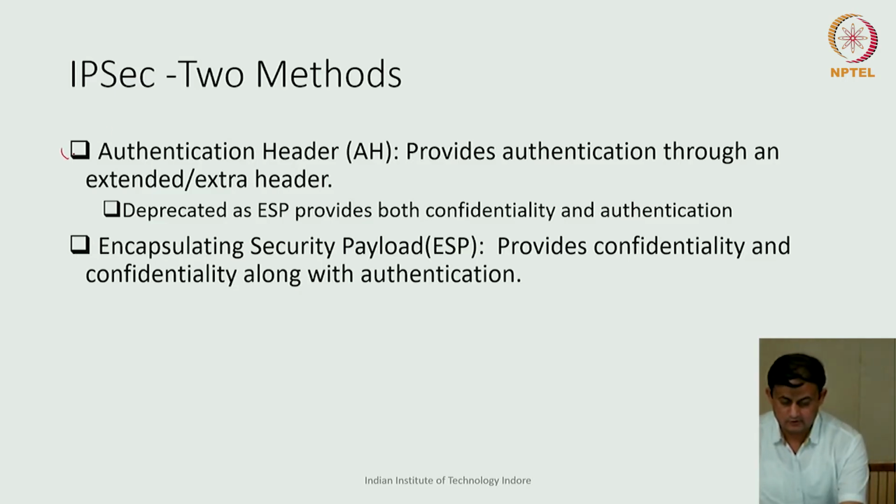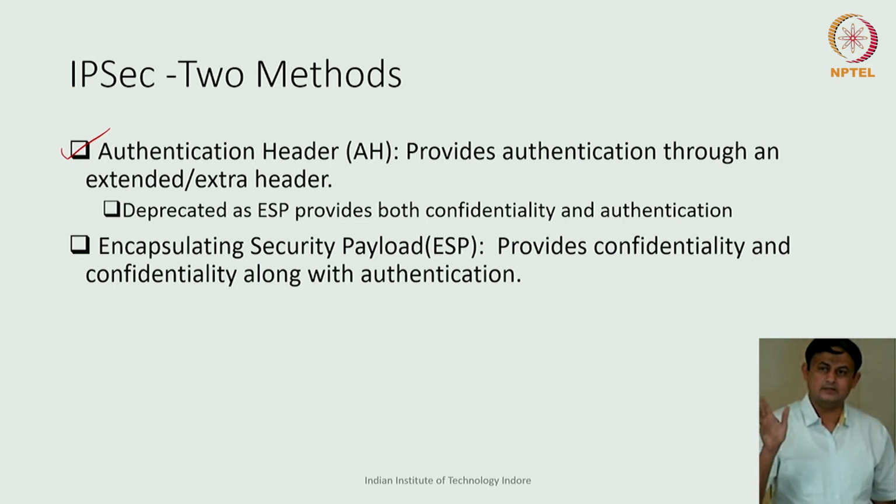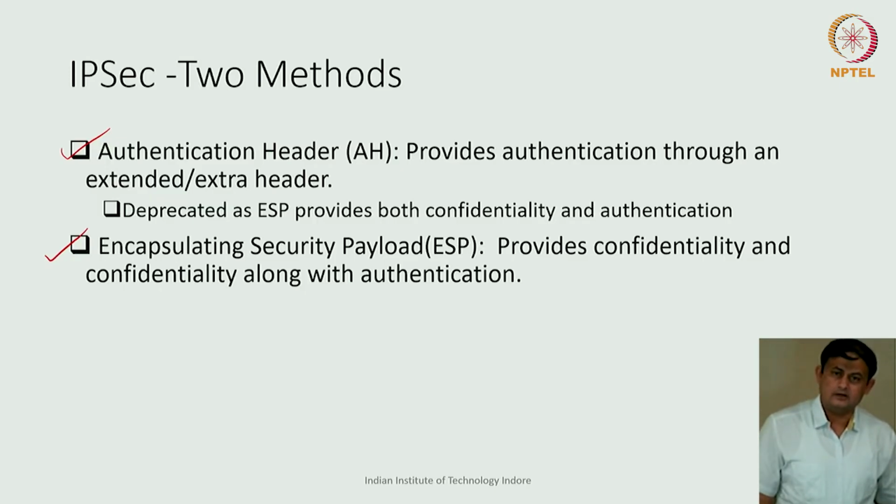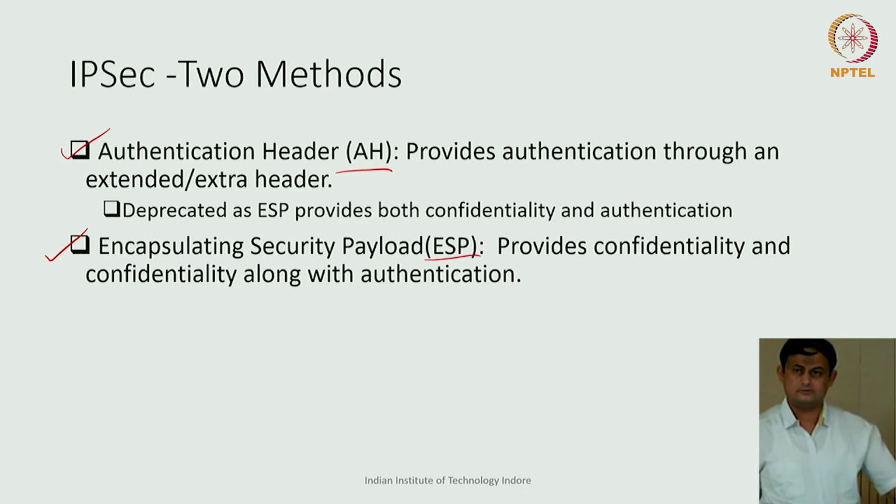The first one is called the authentication header. The authentication header provides only authentication: so and so packet has come from so and so source, nothing more than that. And the second method, if you want confidentiality along with the authentication, is called encapsulating security payload. In short form, these two are denoted with the letters AH and ESP. ESP stands for encapsulating security payload.